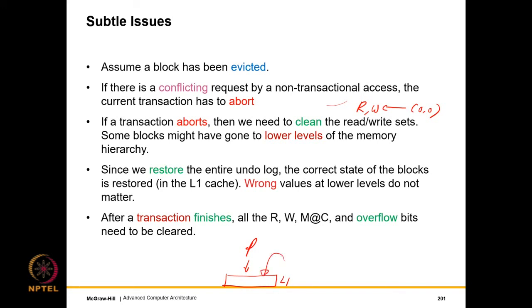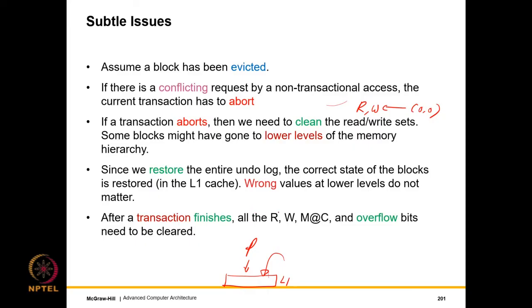Say the undo log is directly written to the L1 level, it can get evicted later, that doesn't matter. But if the undo log is written to the L1 level, then as far as the processor is concerned, the most up-to-date data is there, which is the undo log, which means any other value that was generated by the aborted transaction, even if it's floating around at lower levels, doesn't matter.